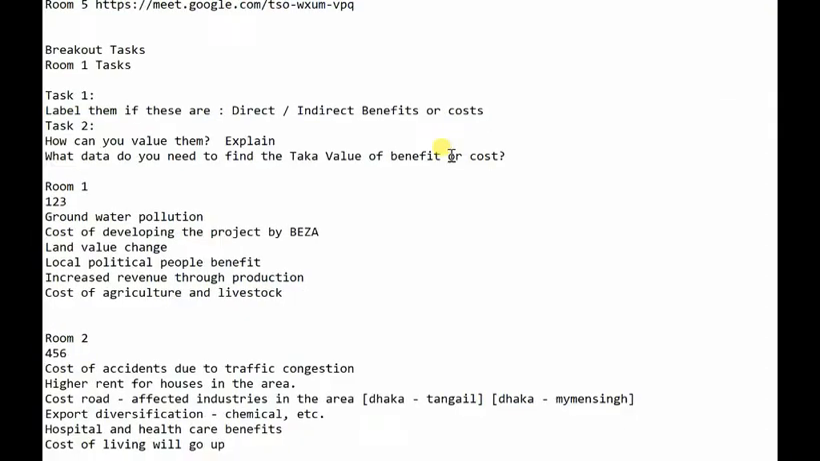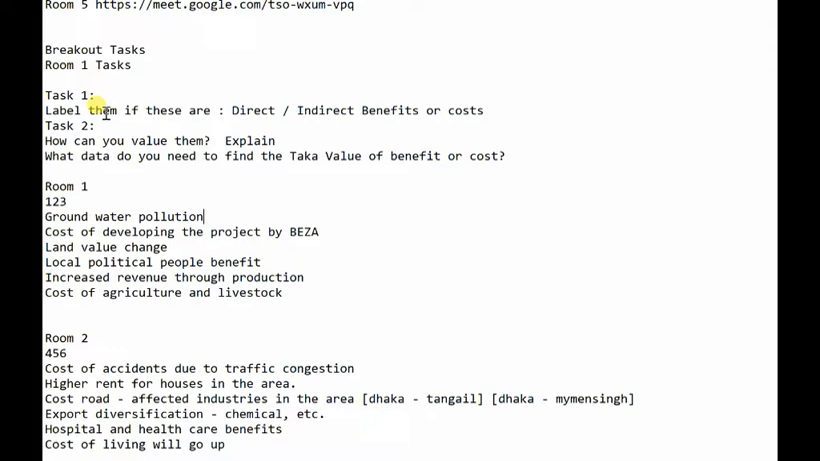If you go back to our rooms, task one is, let's say we are doing it for groups 1, 2, 3. They will enter into room number 1. We have almost 6 things they identified in the last class. Given this, I have a question for you, and one of you will keep a note so that you can present after half an hour. Label them as direct or indirect benefits and costs, or if it is neither, label it so. Then explain why it is a direct or indirect benefit or cost, or why it is not.